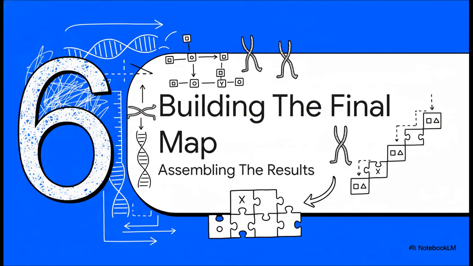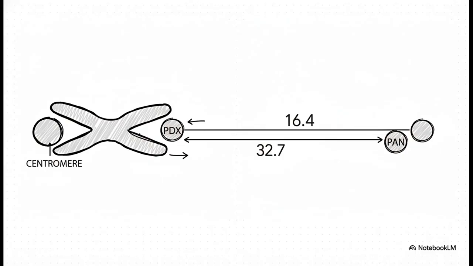Okay, we've done all the heavy lifting. We've calculated 2 super important distances. Now, for the really satisfying final step, let's put these pieces together and build our complete final map of this chromosome section. So let's look at our 2 key findings side by side. The PAN gene is 32.7 units from the centromere, but the PDX gene is only 16.4 units away. This tells us the gene order right away, doesn't it? The PDX gene has to be closer to the centromere than the PAN gene is.